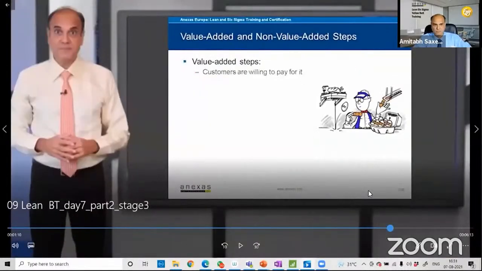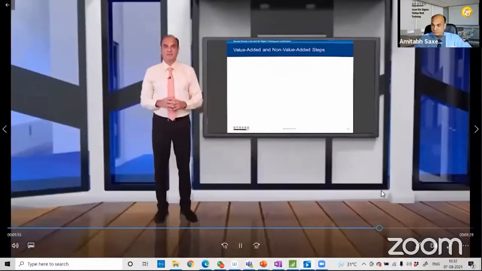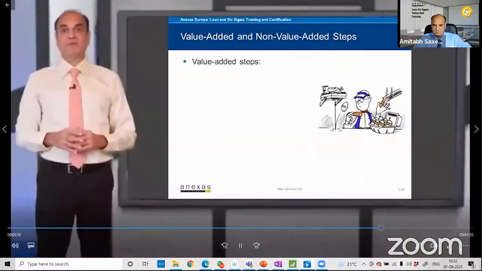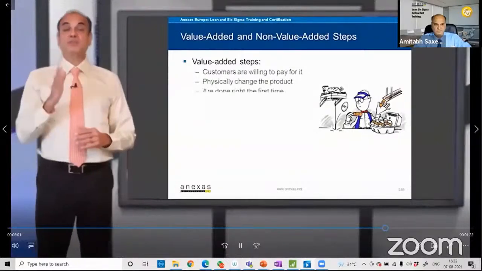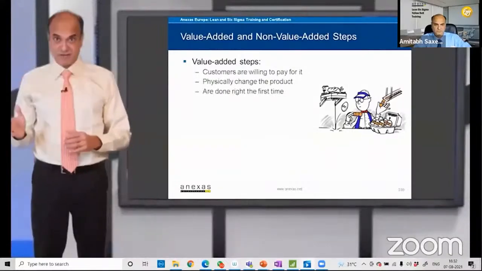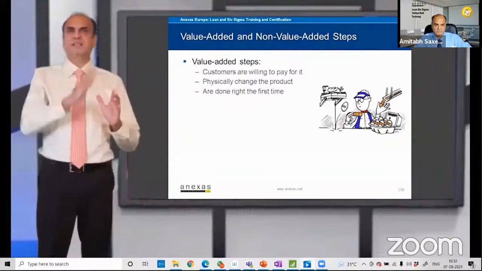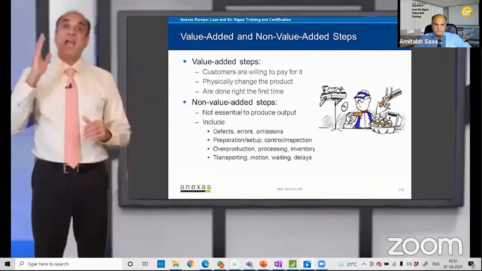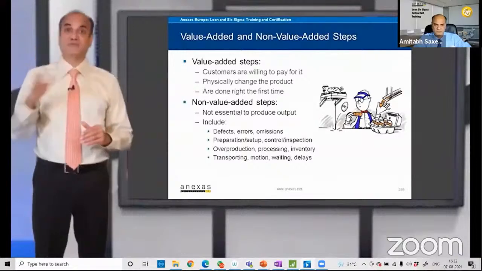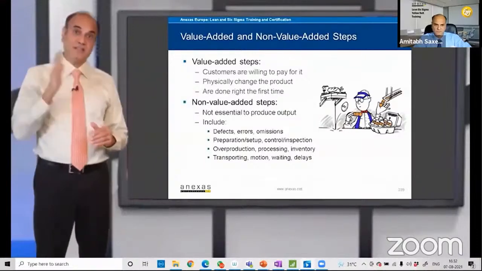Let us define the value-added steps and the non-value-added steps. Value-added steps are those steps for which the customers are willing to pay, which are done right the first time. Any rework, anything starting with review, rework, they are all non-value added activities. So if you are not doing it right the first time, it is non-value added. And if it is done right the first time, then it is value added.